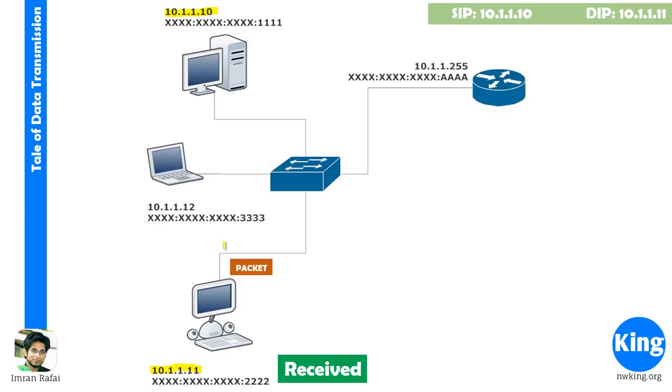So the minute it receives that packet, it strips the layer 2 information and looks at the layer 3 information, and it realizes that the packet was destined to him, so he accepts that packet, and the transmission is complete. Now this is a local transmission. Let's look at what happens if it has to go out of the network, if the destination IP address is not in the same network.